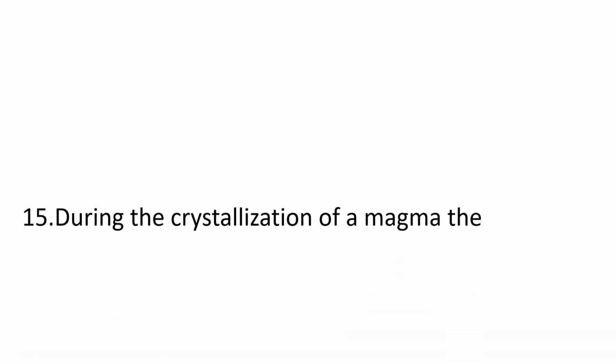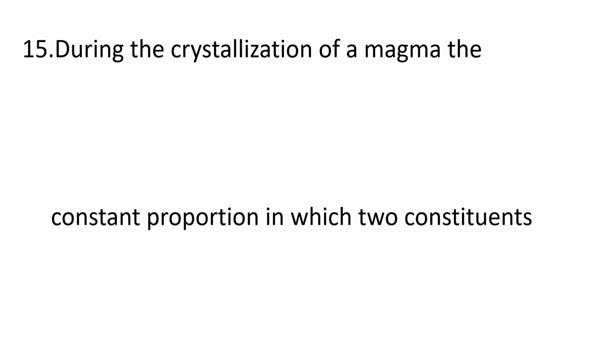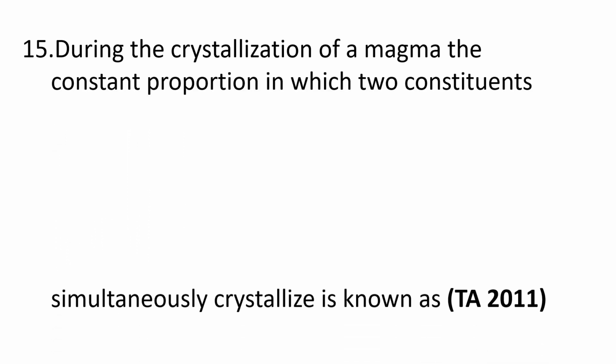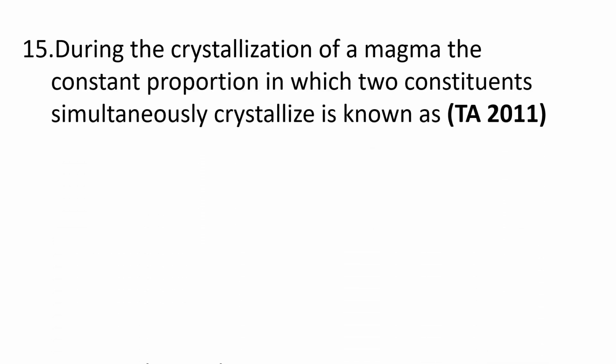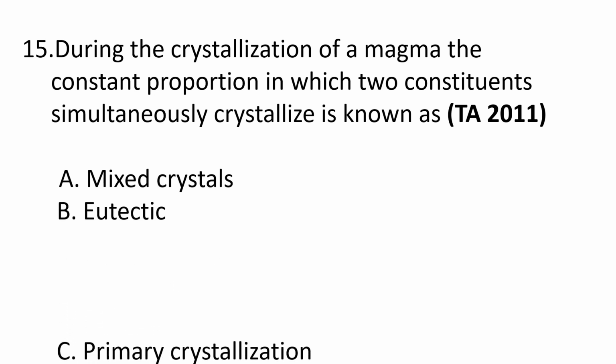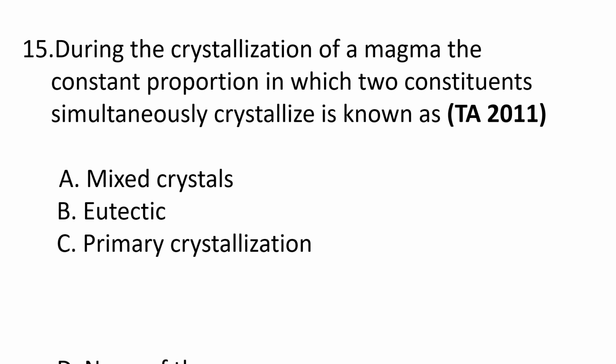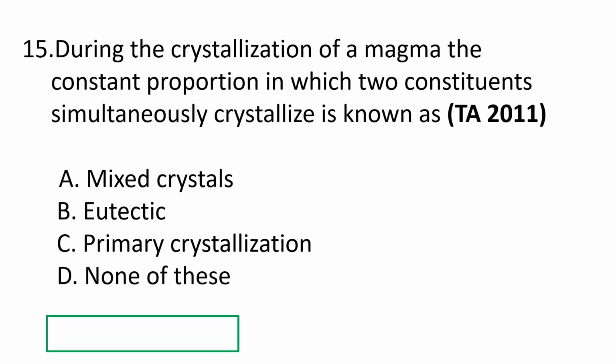Fifteenth question. During the crystallization of magma, the constant proportion in which two constituents simultaneously crystallize is known as A. Mixed crystals. B. Eutectic. C. Primary crystallization. And D. None of these. So the correct answer is B, eutectic.